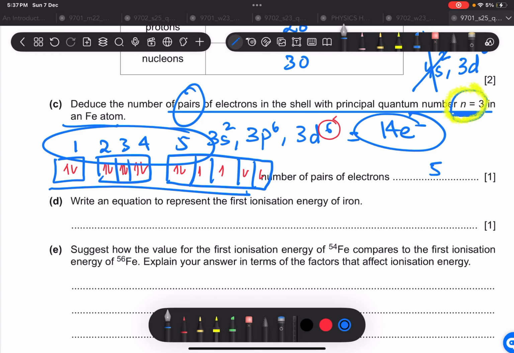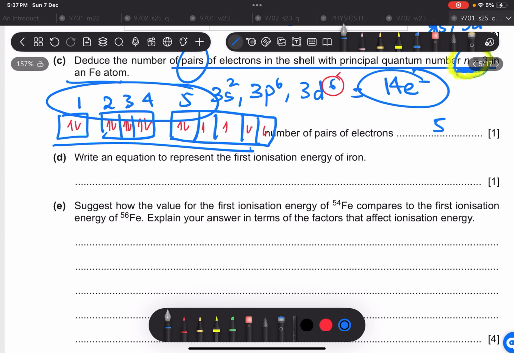Write an equation to represent the first ionization energy of iron. Okay, so you're going to have iron in gaseous form, and then you take one electron out of it, giving plus one in gaseous form, plus one electron.